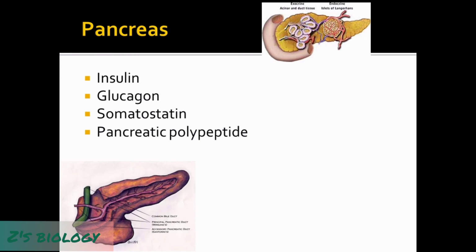So getting into the detail, the endocrine function of the pancreas: the pancreas has the cells known as the islets of Langerhans. Alpha cells in the pancreas secrete the glucagon hormone, beta cells release the insulin hormone, and the delta cells release the somatostatin hormone, and also they have the PP cells or the F cells which secrete the pancreatic polypeptide.